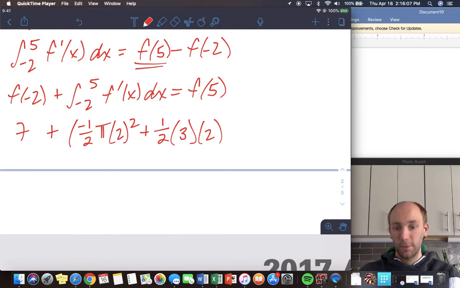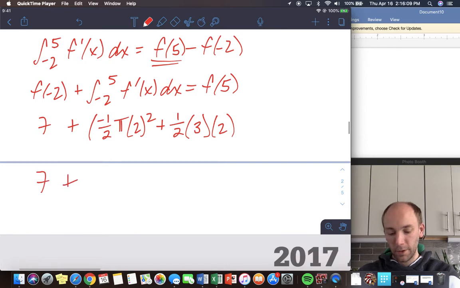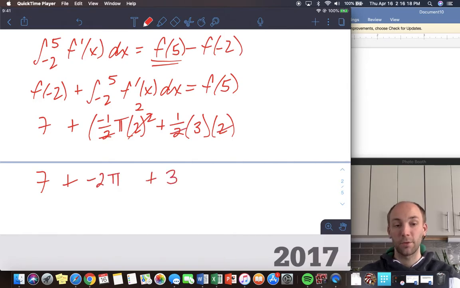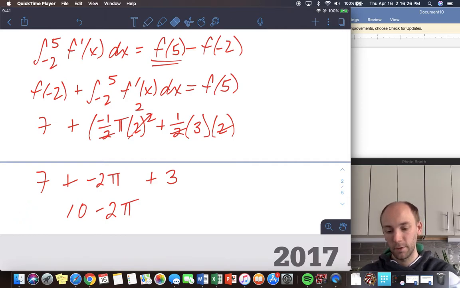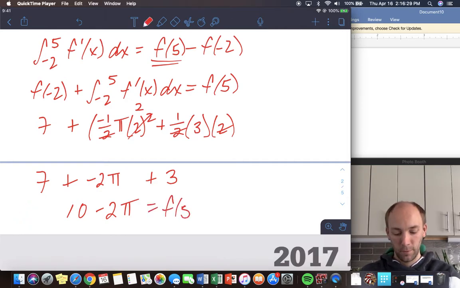Let's keep going and see what we get. So 7 plus the 2. One of the 2's there would cancel with one of the 2's there, so that'd just be a 2. So that's negative 2 pi. Plus the 2's cancel. I'm left with 3. So 10 minus 2 pi would be what f of 5 equals.